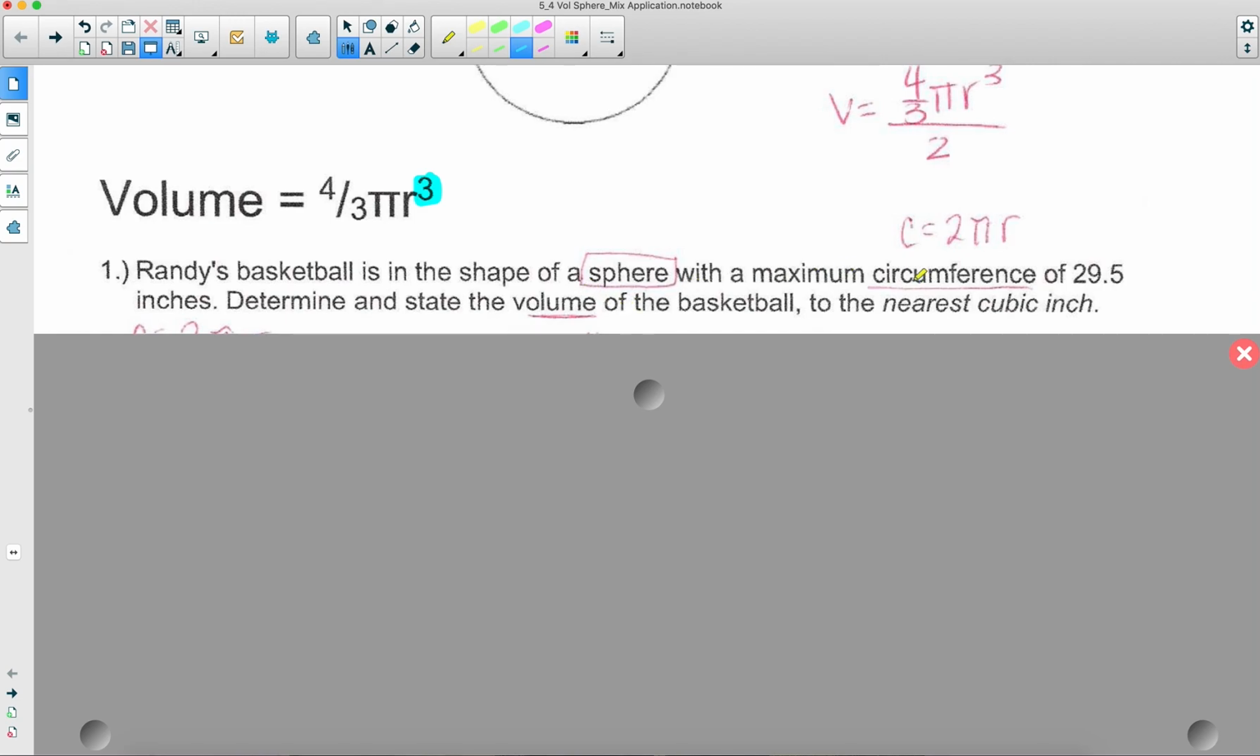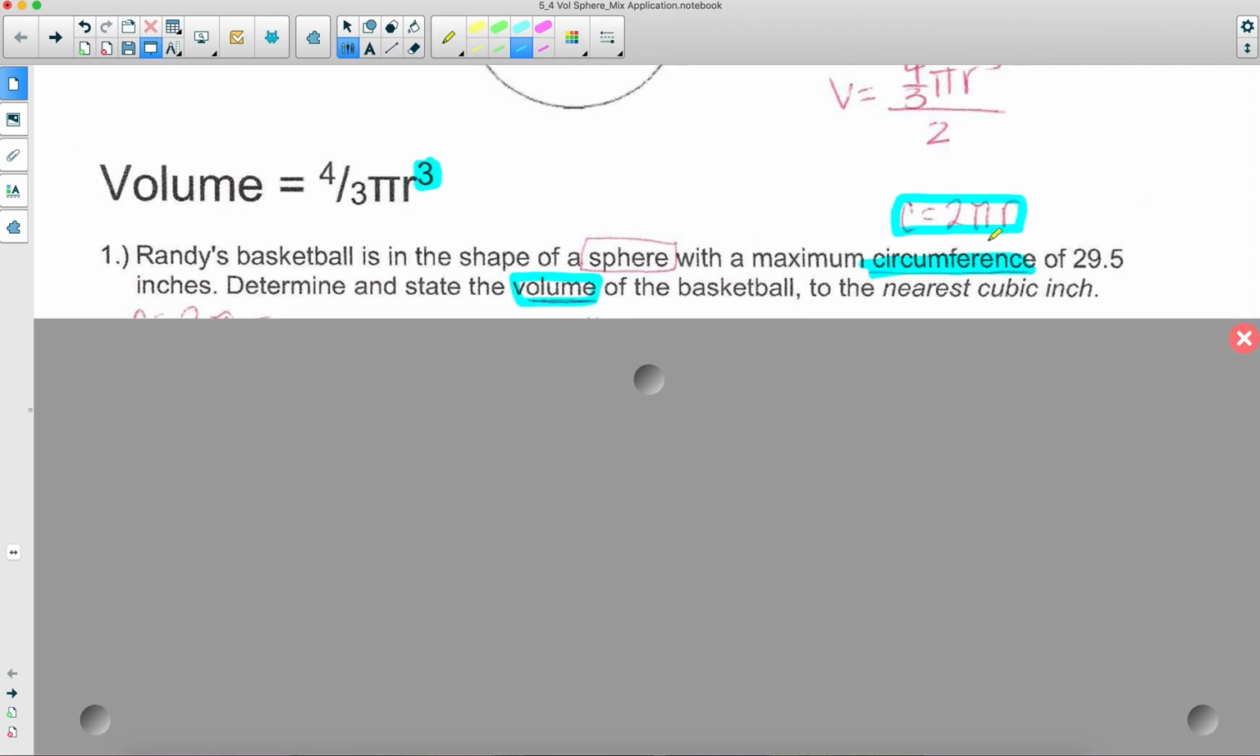When we're talking about the circumference of a sphere, it's really the circumference of the circle. So the maximum circumference is going to go right through the center. I know circumference has two formulas, either pi d or 2 pi r. I'm choosing 2 pi r because the radius is needed for the volume of a sphere. So the circumference is 29.5 inches.